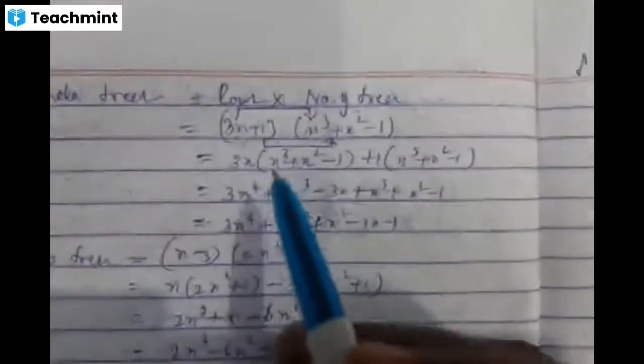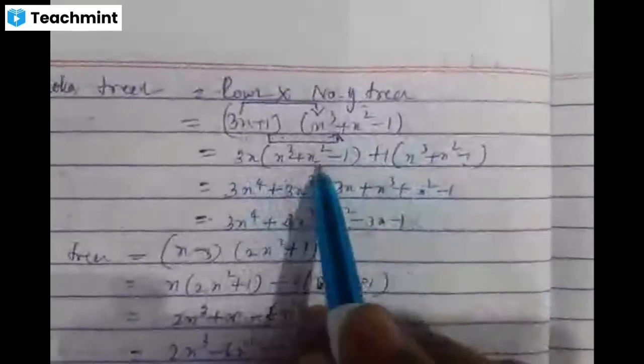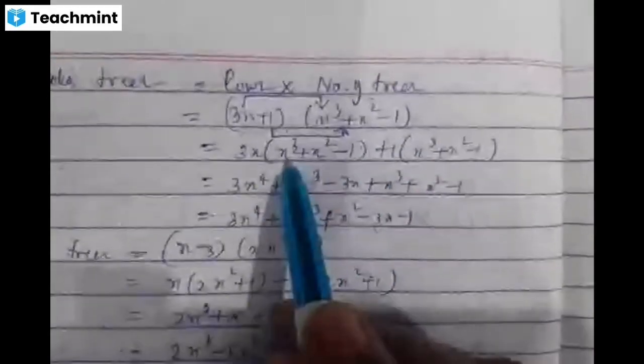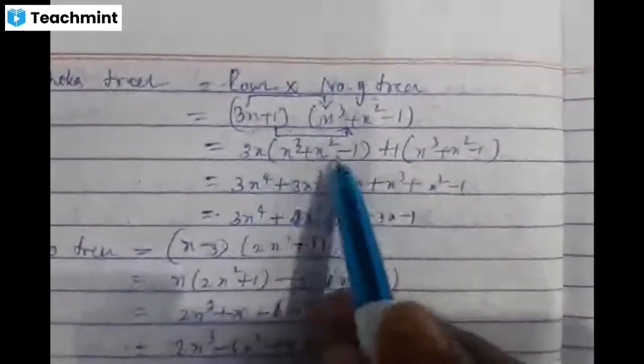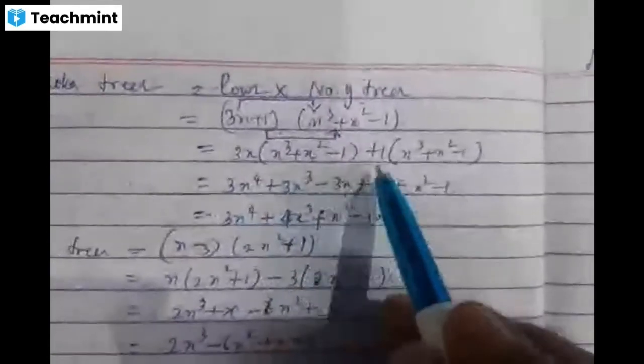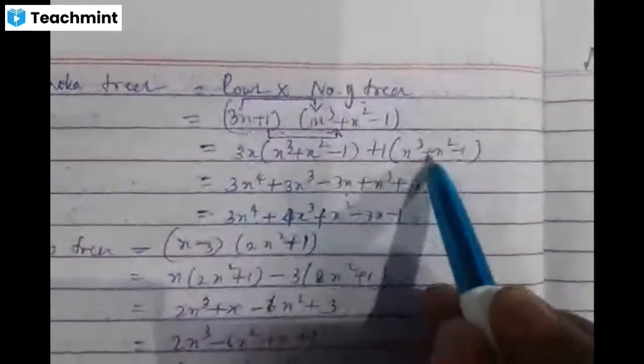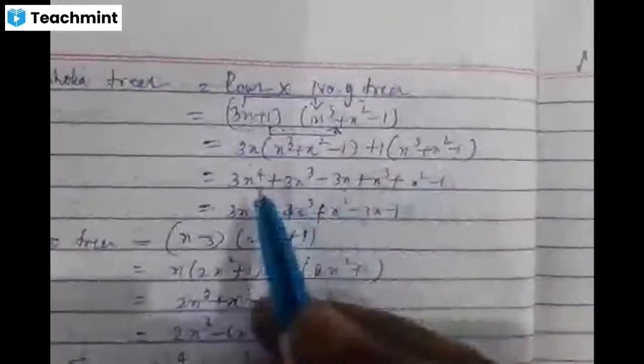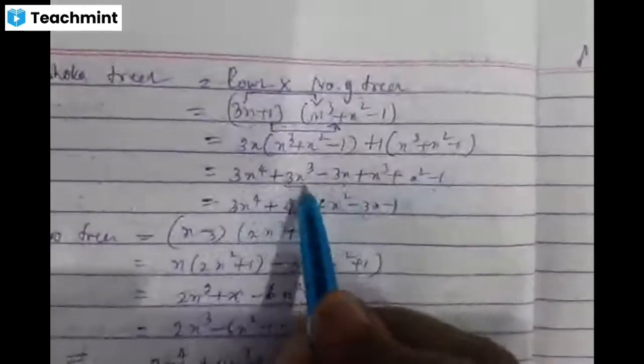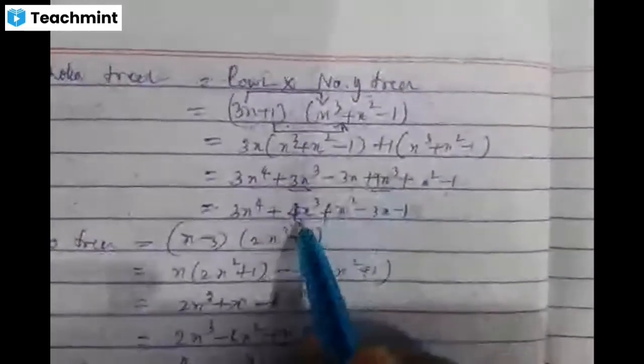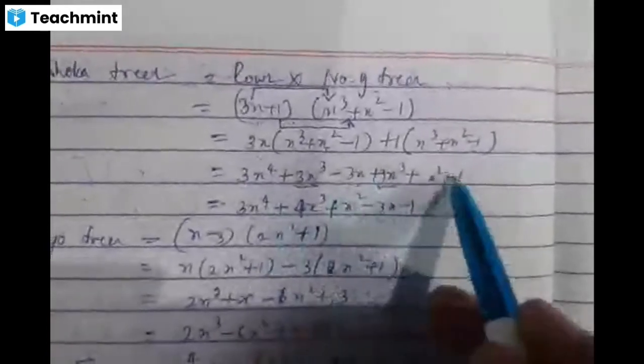We have converted the binomial into monomials, and the trinomial will be kept as it is. Now monomial with the trinomial. 3x into x cube is 3x to the power of 4. 3x into x square is 3x cube, minus 3x as it is. Plus 1 into x cube, 1 into x square, minus 1. Do we have any common terms? 3x cube plus 1x cube is 4x cube. The other terms are kept as they are.